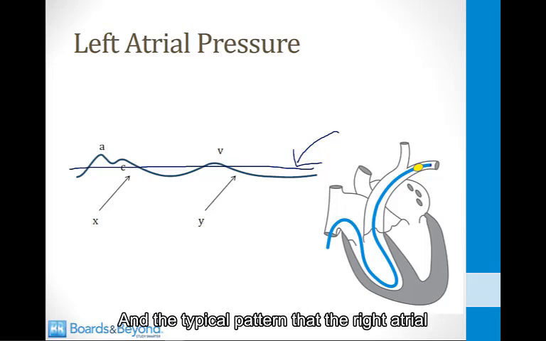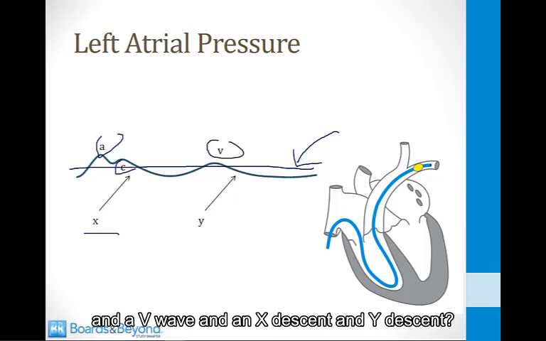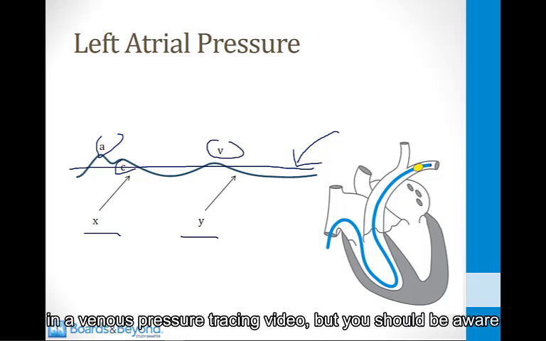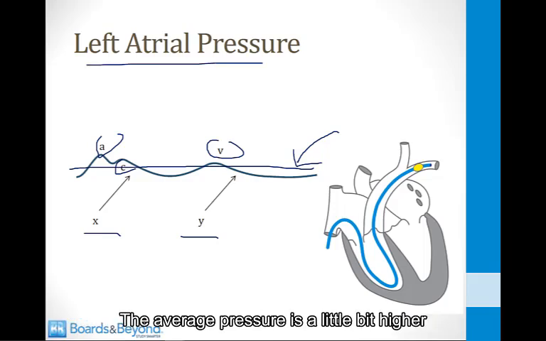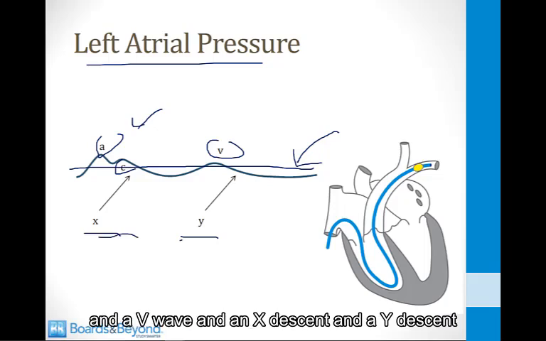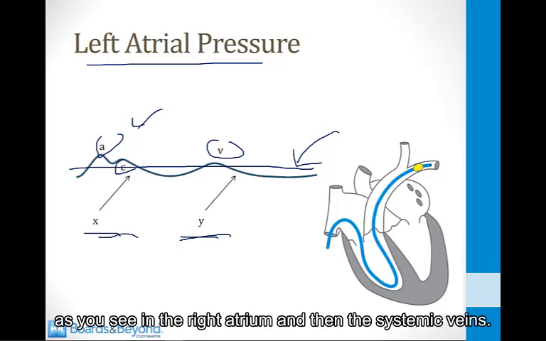And the typical pattern that the right atrial pressure demonstrates when it bounces up and down throughout the cardiac cycle is to have an A wave and a C wave and a V wave and an X descent and a Y descent. And I talk about all these things in a venous pressure tracing video. But you should be aware that the left atrium has the same pressure tracing. The average pressure is a little bit higher in the left atrium, but in the left atrium there is also an A wave and a C wave and a V wave and an X descent and a Y descent, the same pattern of the waves as you see in the right atrium and in the systemic veins.